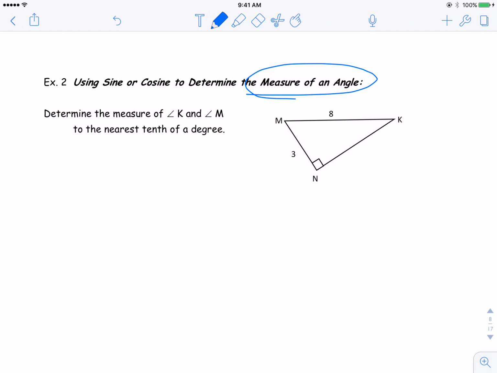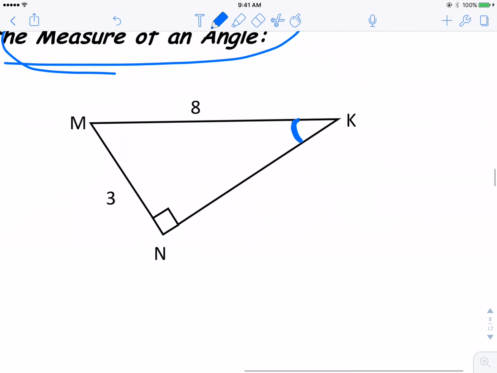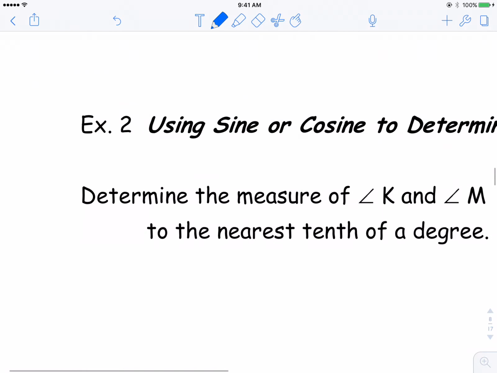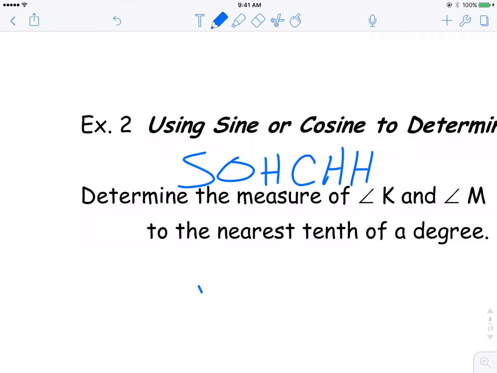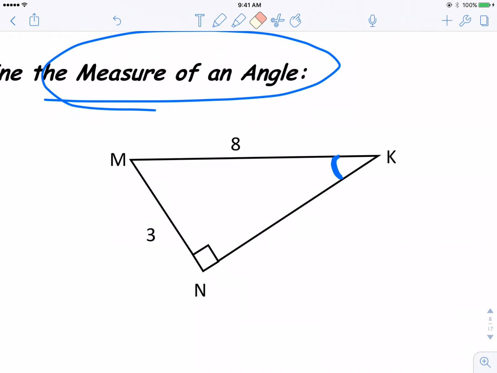Okay. Determine the measure of angle K and angle M to the nearest degree. So let's start with angle K. If we are looking at angle K, we need to label our triangle because I know I'm using trigonometry, so I know I need to use sine, cosine, or tangent. I need to have my triangle labeled with opposite, hypotenuse, and adjacent. Remember that hypotenuse is always opposite to the right angle. It's the longest side of the triangle.